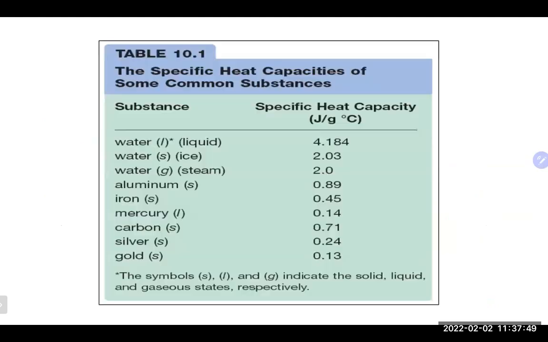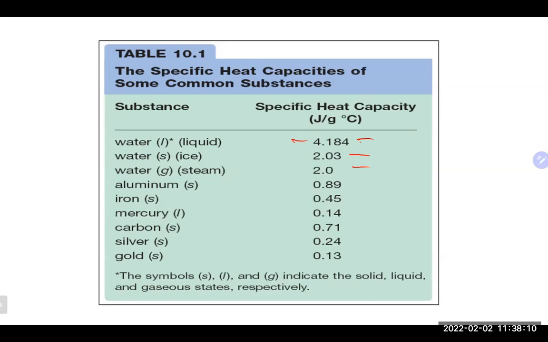Here are some specific heat capacities of some different substances. And again, you can see these are all really water, but they do have some different values depending on the sort of state it's in. And again, though, we do use really that liquid one the most. And then obviously some other things.